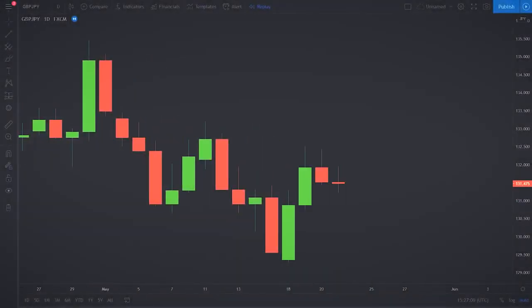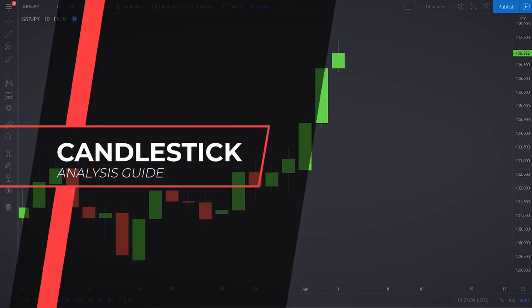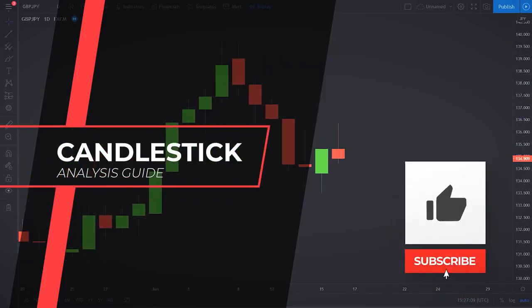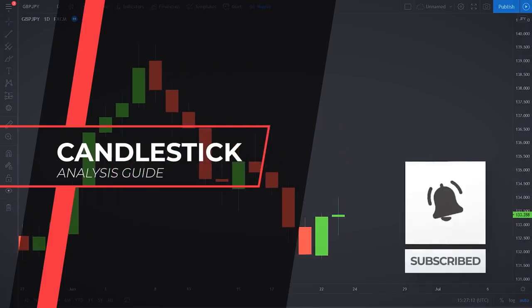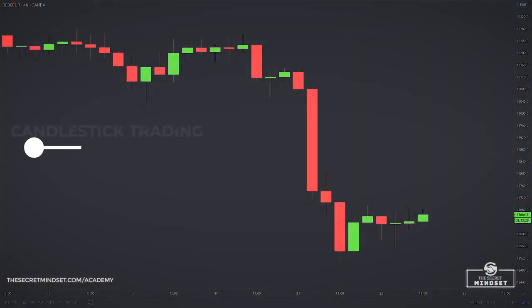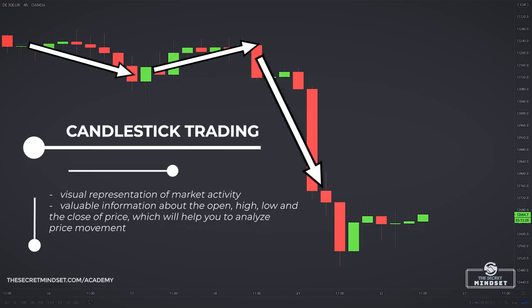Human behavior in relation to money is always dominated by fear, greed, and hope. Candlestick analysis will help you to understand these changing psychological factors by showing you how buyers and sellers interact with each other. Candlesticks are basically a visual representation of what is going on in the market. By looking at a candlestick, you can get valuable information about the open, high, low, and close of the price, which will give you an idea about the price movement.